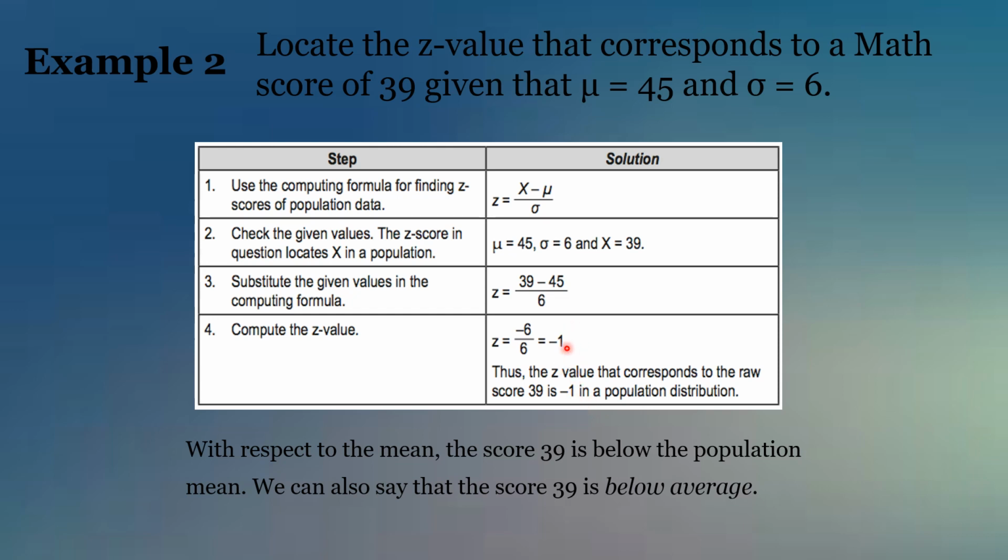Okay, so kung mapapansin nyo, ang nakuha nating z-value is negative 1. So, negative siya, ibig sabihin, below average siya. Diba? Kapag ginraph kasi natin yan, dun sa ating normal distribution, ang negative, nandito siya sa left side. Left side. So, ibig sabihin, nasa below average siya ng ating distribution. Yung score na 39.